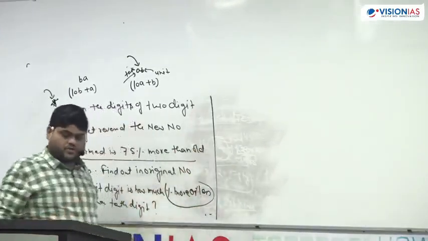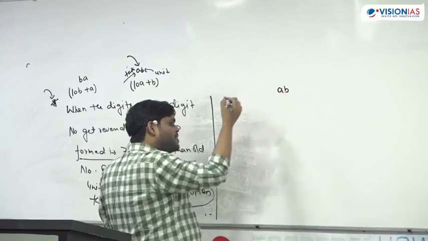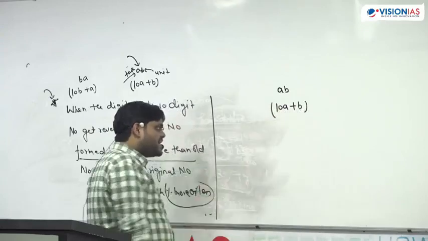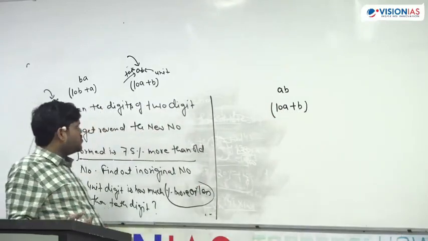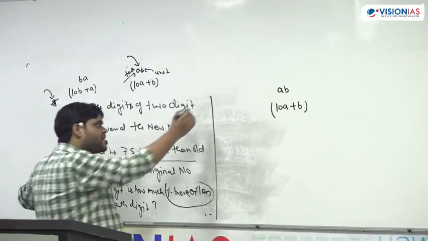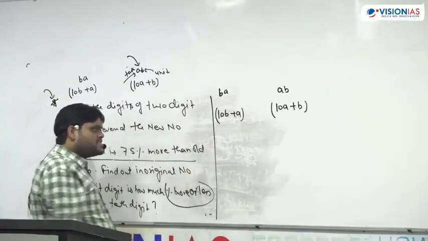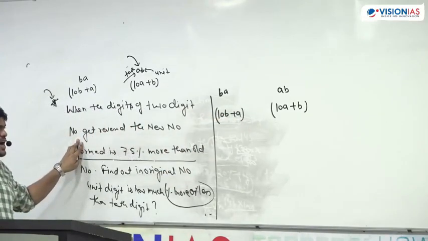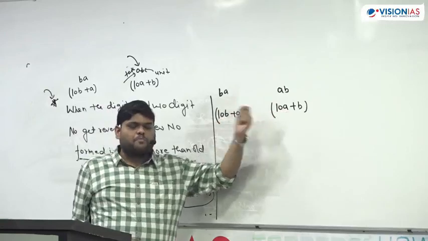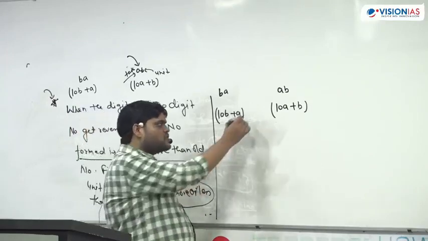Now let's try to solve this question. Let's take the original number as AB, so we will take the number as 10A plus B. When the digits of the two-digit number are reversed, the number becomes 10B plus A. According to the question, the new number is 75% more than the old number.